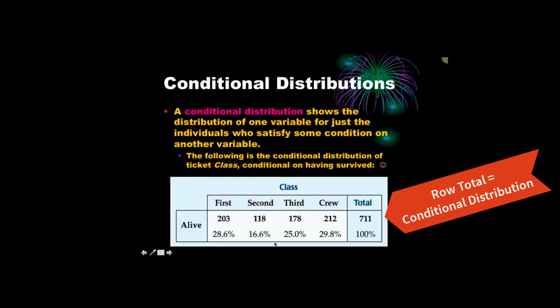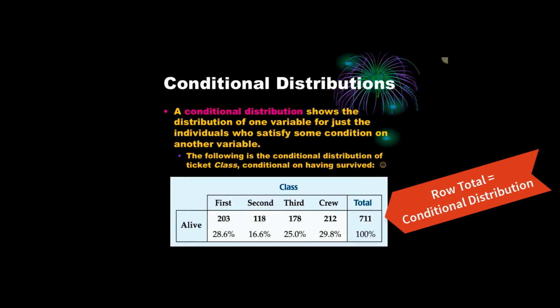So here, we only look at the people who have survived. Then to find the distribution of ticket class, we take the ticket class passengers, so first class passengers, we have 203 that survived, and we would divide that by the total number of passengers that survived, the 711. And this gives us 28.6% of first class passengers out of all that survived.